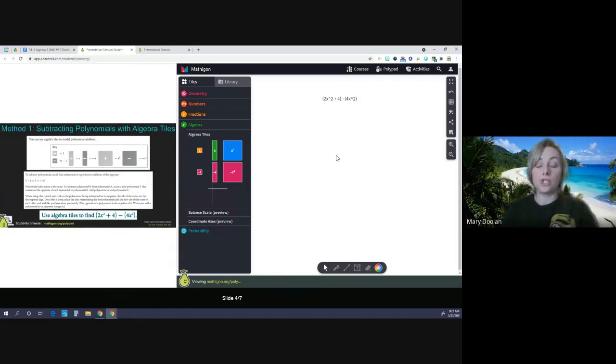And I'm going to change it to an addition problem by adding the opposite. So the first polynomial does not change at all. So we're just going to retype the first polynomial as 2x to the second power plus 4. And now instead of subtraction, I'm going to put addition. And what I'm going to do is change the sign of each term in the second polynomial. There's only one term in the second polynomial. So right now it's positive 4x squared, so it's become negative 4x squared.